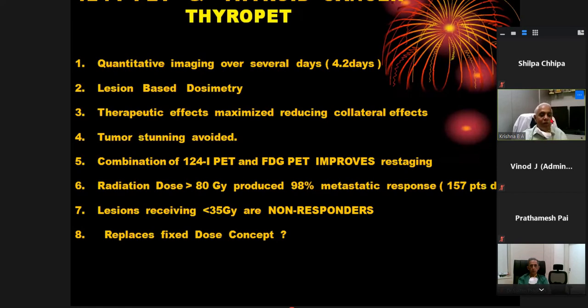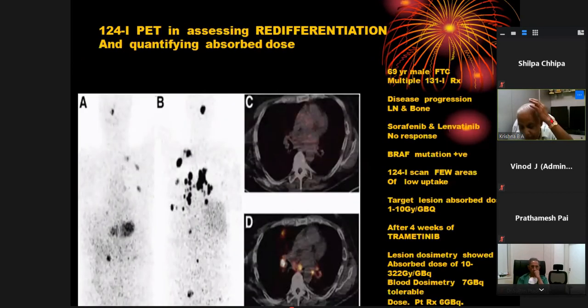Already data has accumulated on 157 patients in the European group. And probably I feel that with this isotope, we also start rationalizing thyroid cancer treatment. Not only that, in the tennis syndrome group, this is going to make a major impact. You just see this patient.